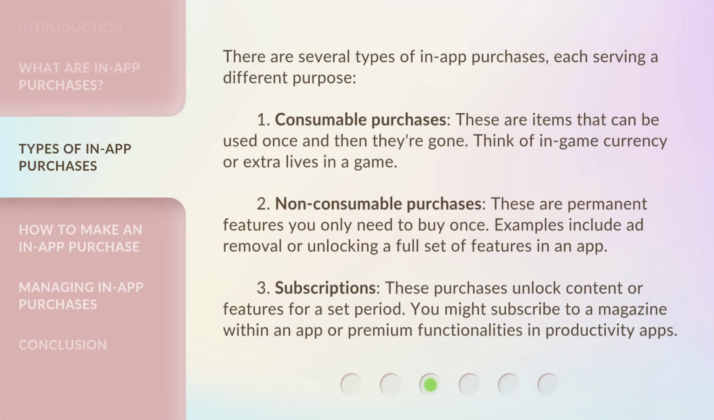There are several types of in-app purchases, each serving a different purpose. 1. Consumable purchases. These are items that can be used once and then they're gone. Think of in-game currency or extra lives in a game. 2. Non-consumable purchases. These are permanent features you only need to buy once. Examples include ad removal or unlocking a full set of features in an app. 3. Subscriptions. These purchases unlock content or features for a set period. You might subscribe to a magazine within an app or premium functionalities in productivity apps.